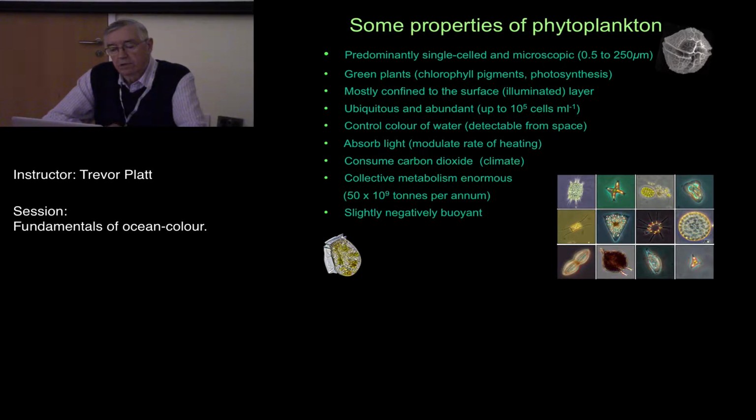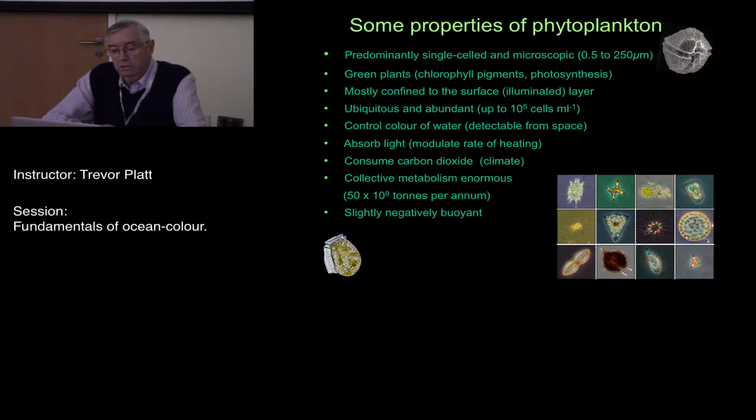And their presence is such that they can control the color of the water, and we can detect and quantify those color changes in the water using sensors carried on spacecraft in orbit around the Earth. So one of the things they do is absorb light, and so they tend to modulate the way that the ocean is heated. They consume carbon dioxide. It's part of photosynthesis. And therefore, they have a major role in the carbon cycle and its relevance for climate.